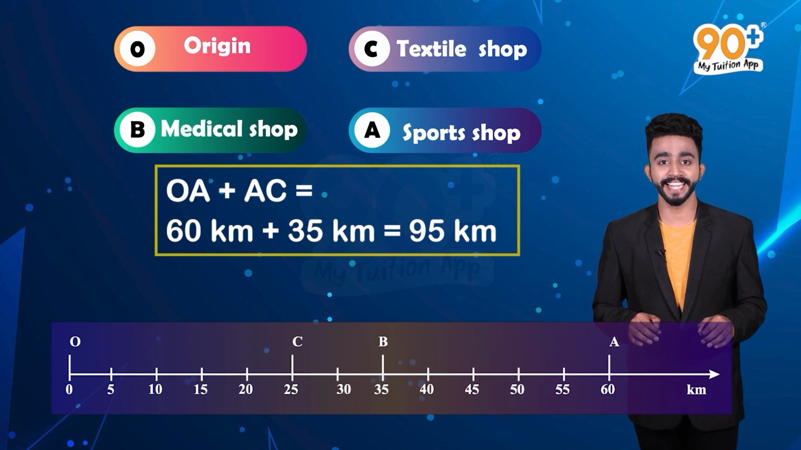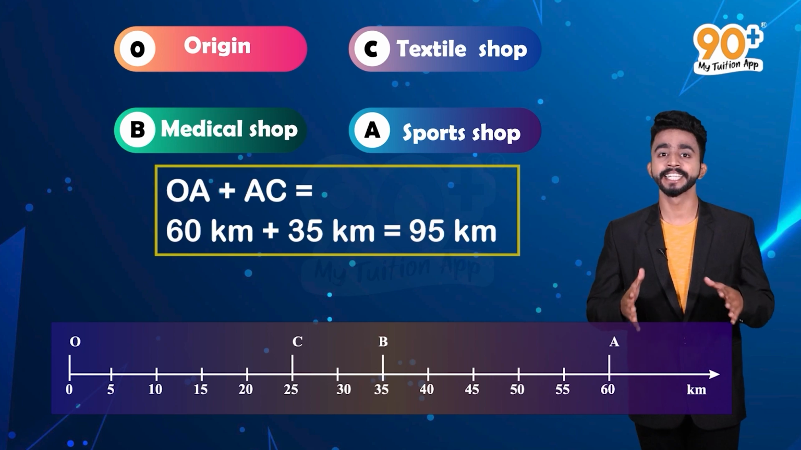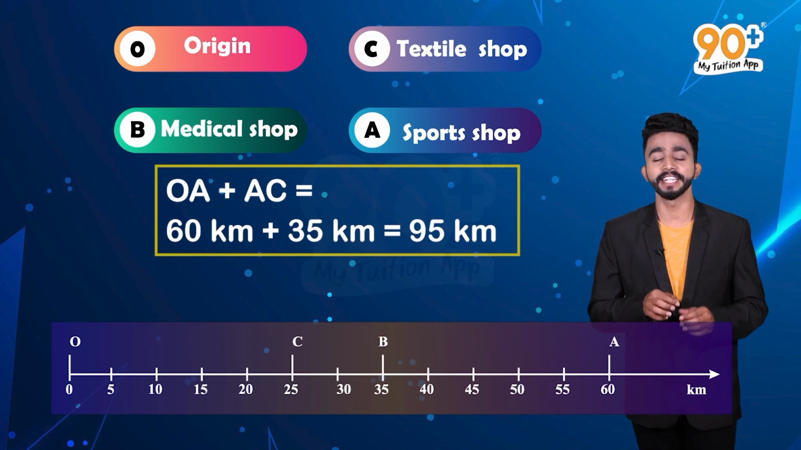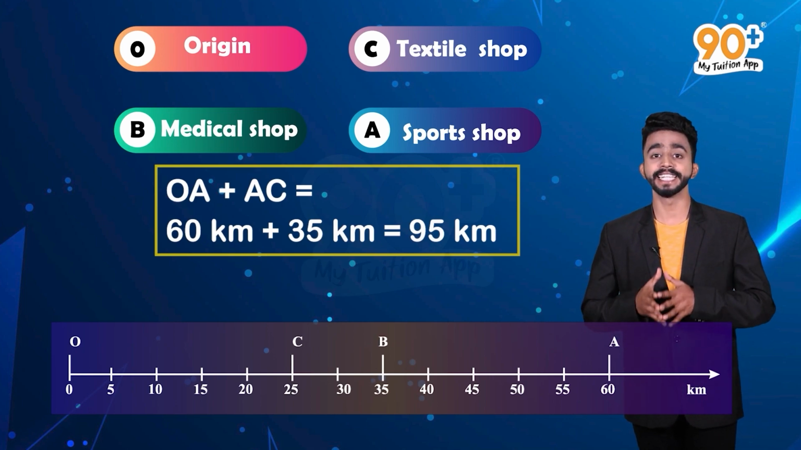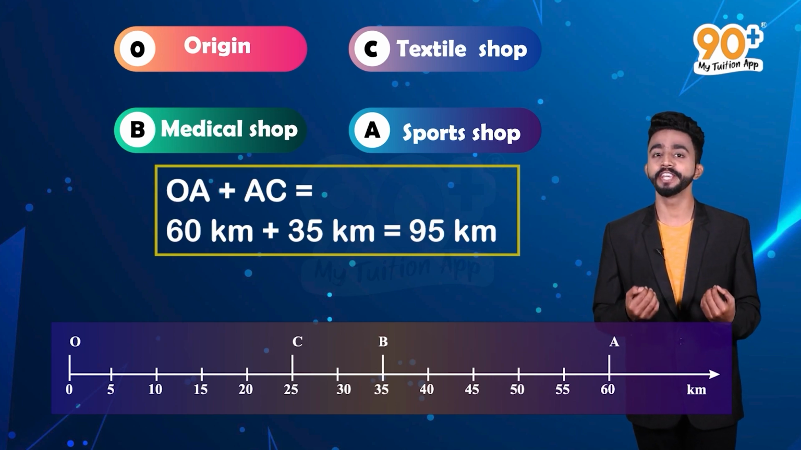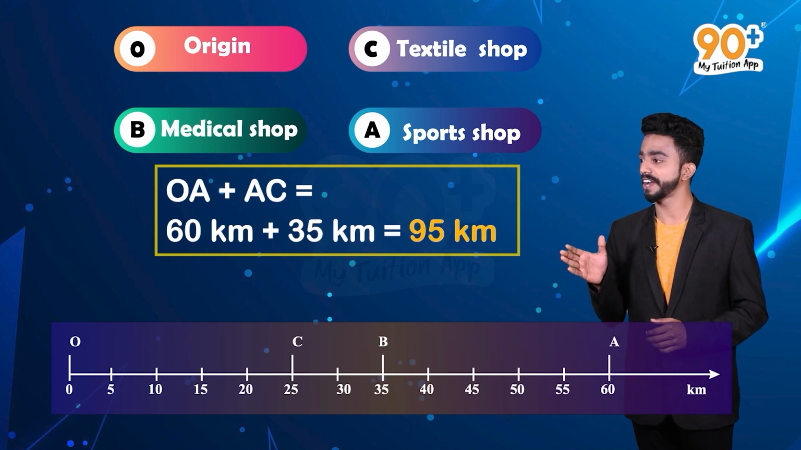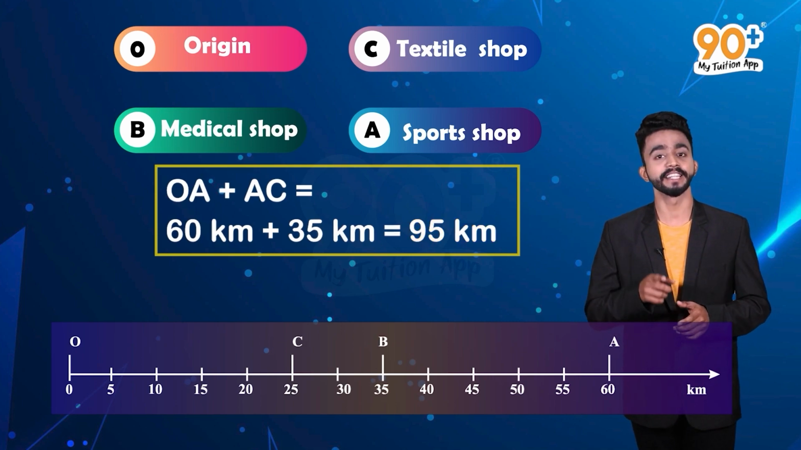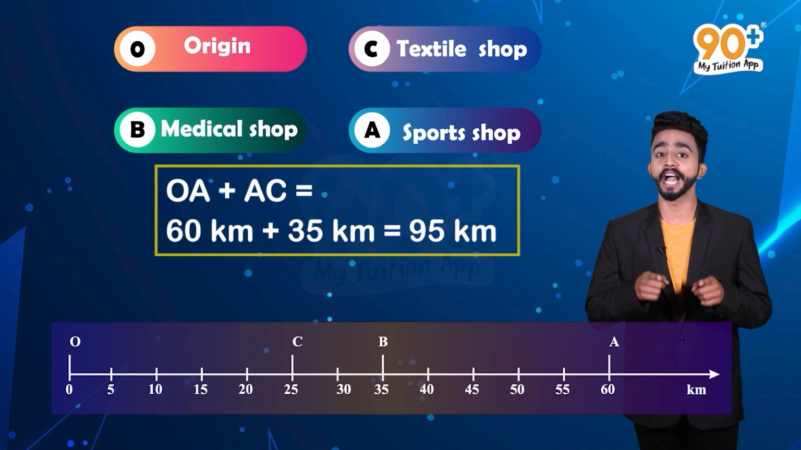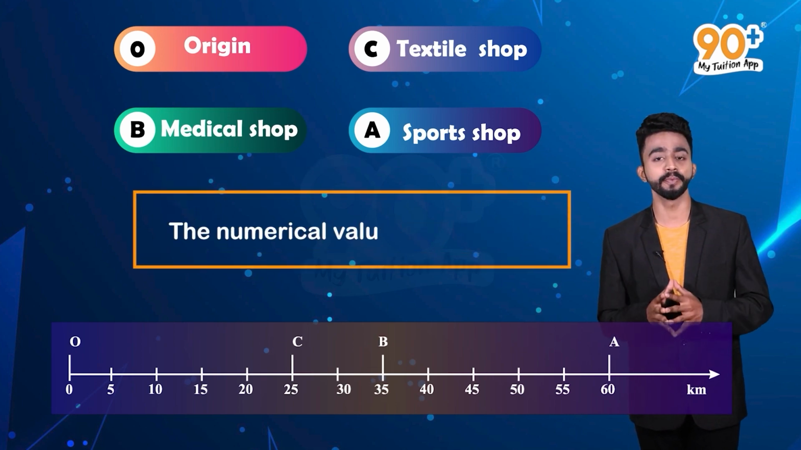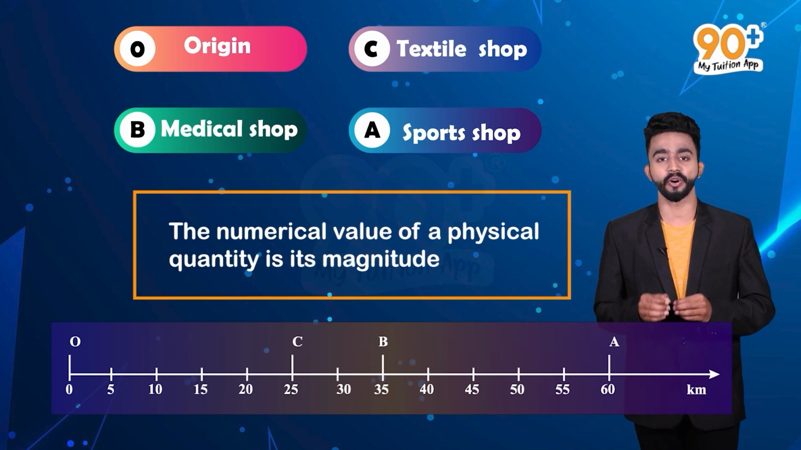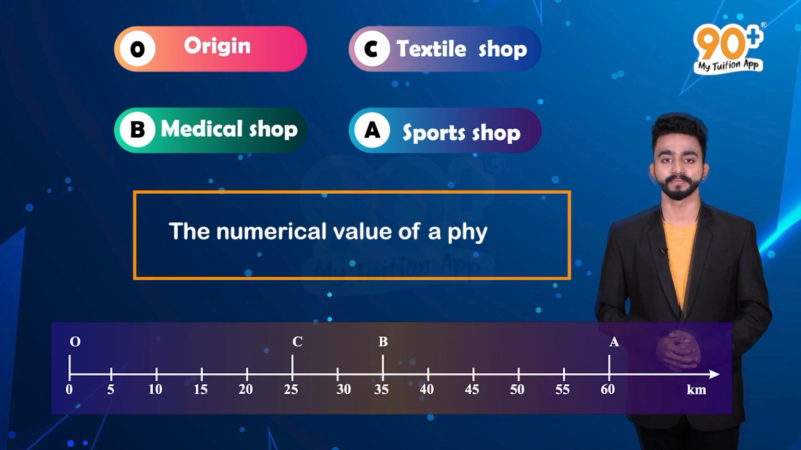So, in this case, the total path length covered by Raju to travel from his house to the shop is the distance. Here, we got the value as 95 kilometers, and that is the magnitude of distance. I hope you all know that the numerical value of a physical quantity is its magnitude.